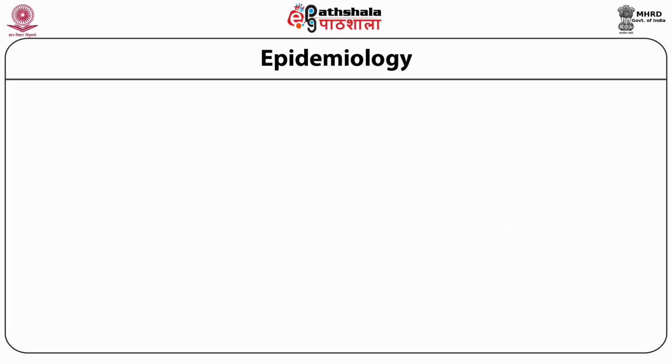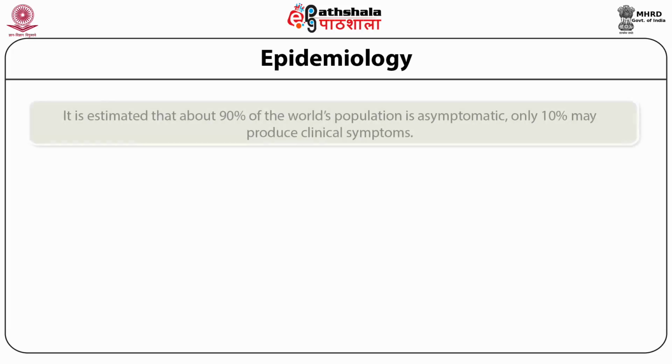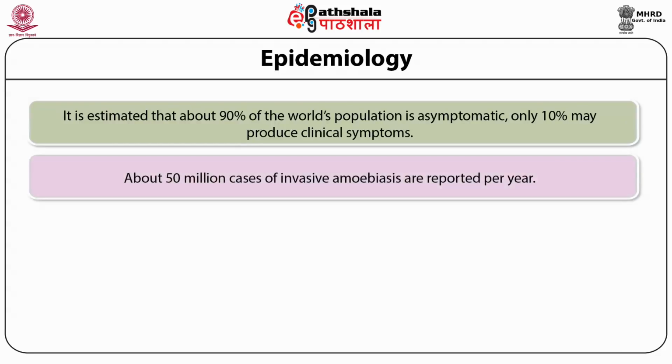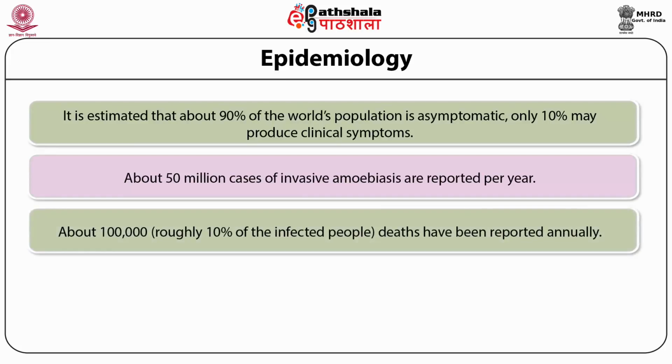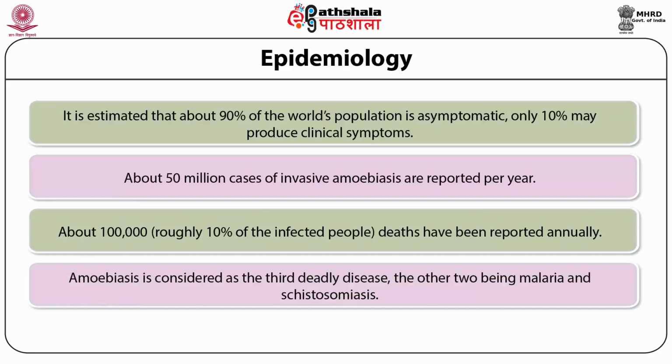Now let us talk a little bit about the epidemiology. It is estimated that about 90% of infected people are asymptomatic. Only 10% may produce clinical symptoms. About 50 million cases of invasive amoebiasis are reported every year. About 100,000 deaths, roughly 10% of the infected people, have been reported annually. Amoebiasis is considered the third deadliest parasitic disease, the other two being, of course, malaria and schistosomiasis.